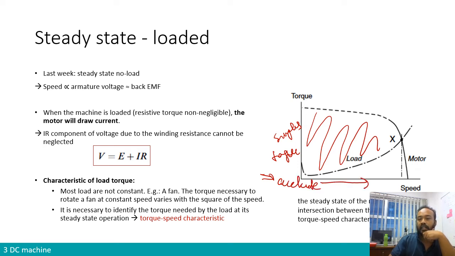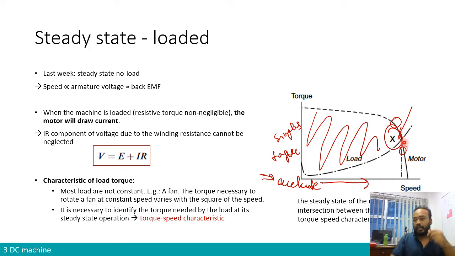You will accelerate until a certain speed where the torque of the machine will match the torque of the load. It is at this point X where the torque of the machine will match the torque of the load. When they match, you will have no surplus of torque, so you are in steady state, where the surplus of torque becomes zero.